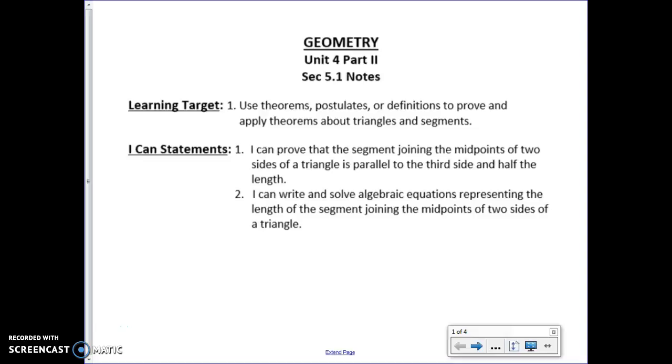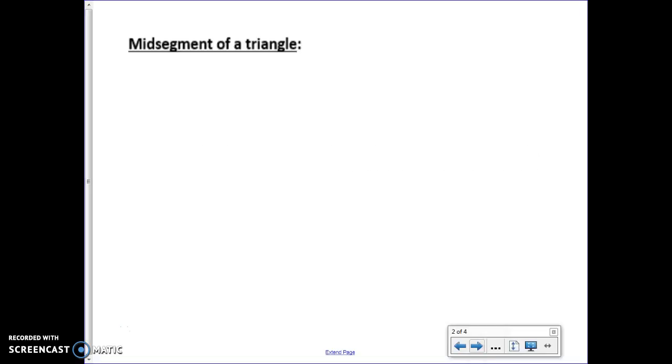Okay, we're going to continue our talks about triangles, and today we're going to look at a special segment inside the triangle. That special segment is called a mid-segment of a triangle. A mid-segment of a triangle is a segment that connects the midpoints of two sides of a triangle.